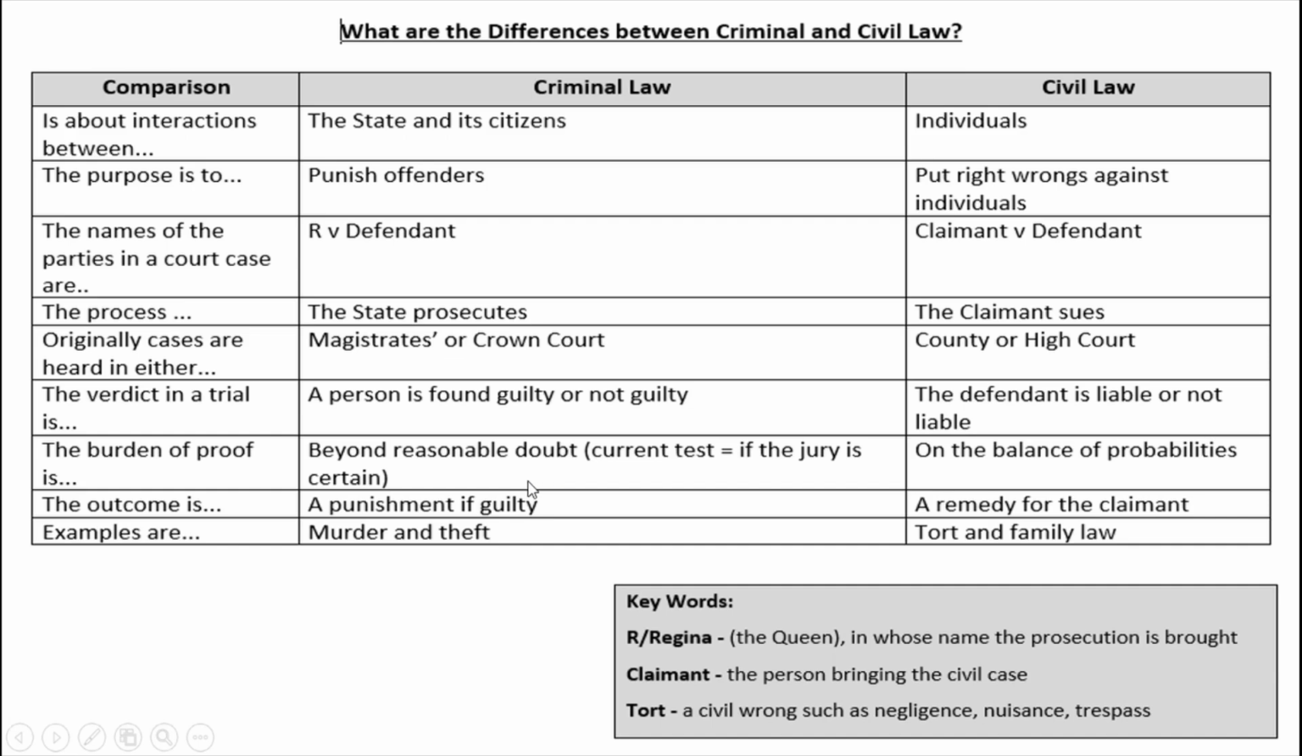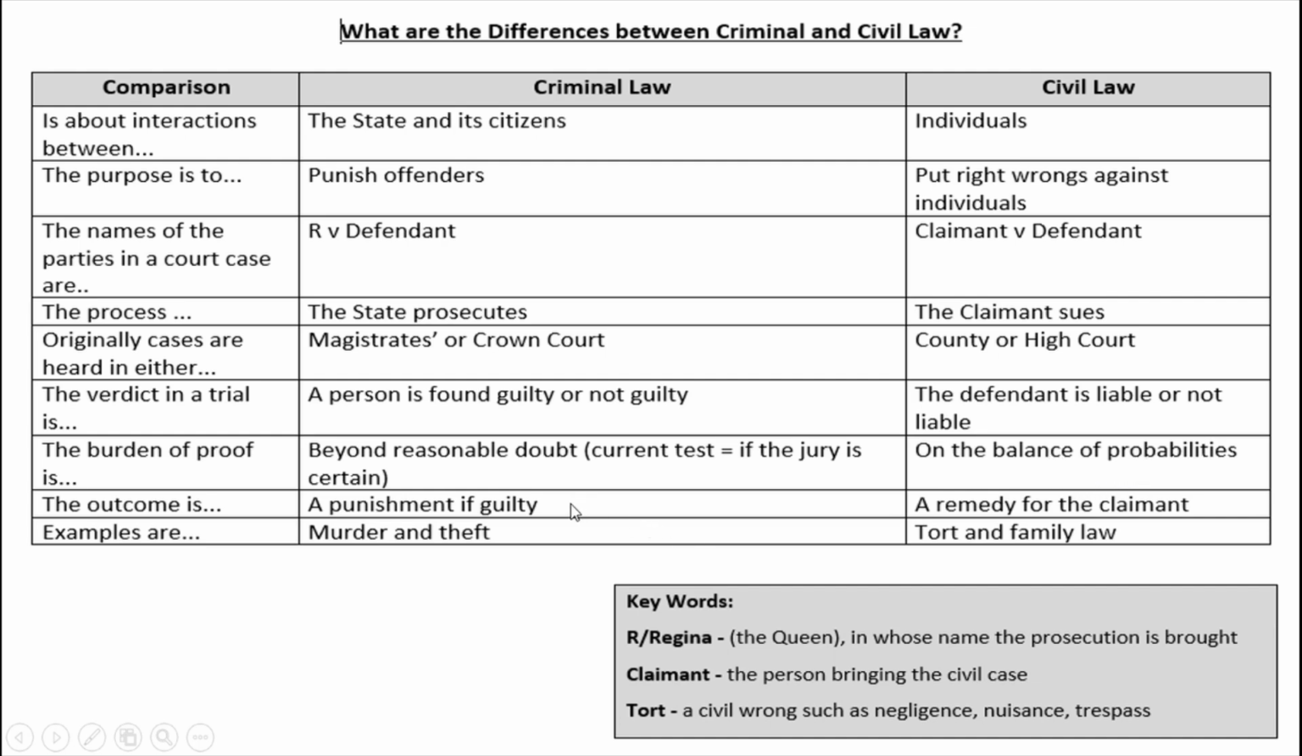So they have to be quite certain that the defendant has committed the crime based on evidence. Beyond reasonable doubt. So not just some doubt, but beyond reasonable doubt. However, in civil cases, it's down to a balance of probability. So believing that it's probable, it's likely that the defendant was in the wrong.